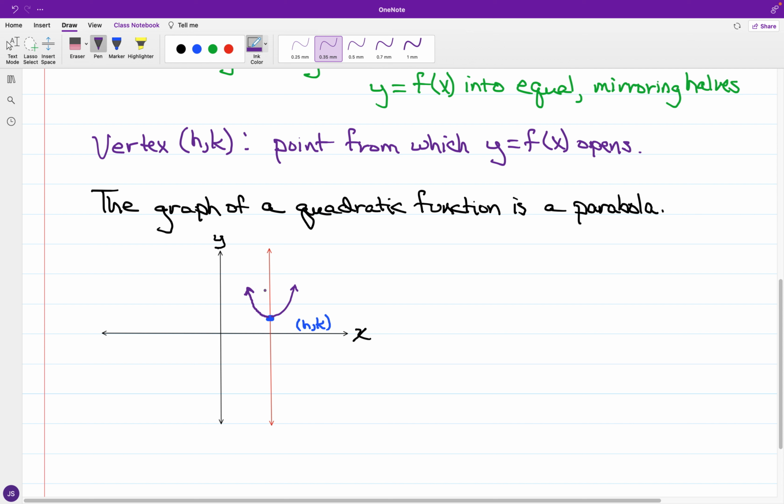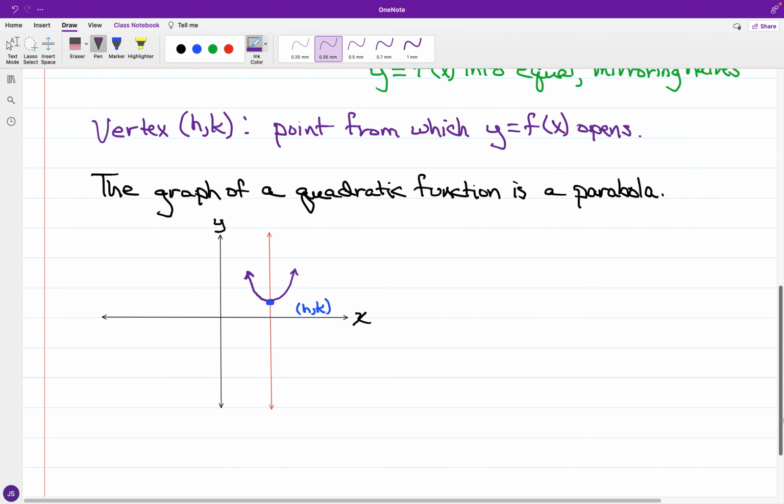And for this figure, both of the halves are supposed to be mirroring each other. Now the red line that you see here is going to be the axis of symmetry. Again, we have x is equal to h, and the axis of symmetry always passes through the vertex. And the graph of the parabola has equal halves mirroring each other.